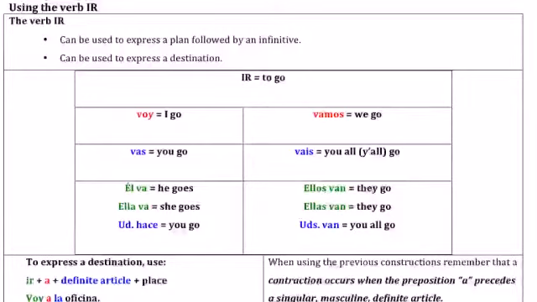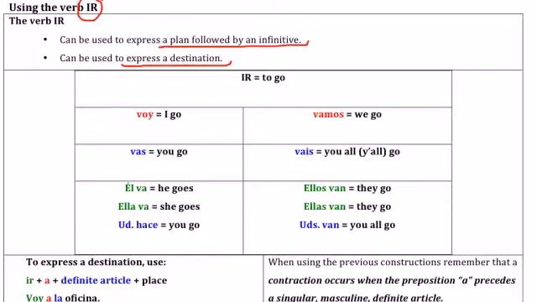Ir is one of those verbs that you are going to have to just memorize. It's irregular in its infinitive because it's only two letters, ir, and it can be used to express a plan followed by an infinitive, and we'll see that below. It can also be used to express a destination. But first of all, let's review the conjugation for ir. Ir means to go in Spanish.